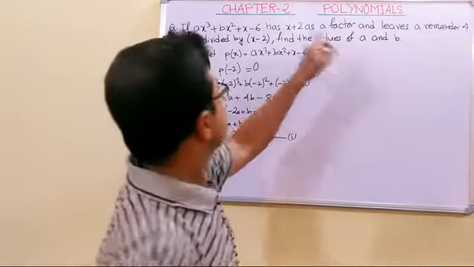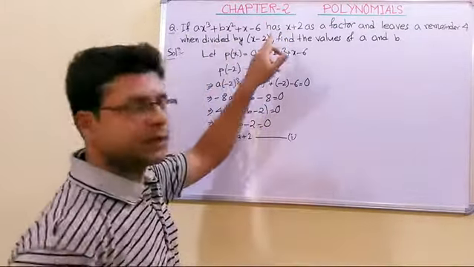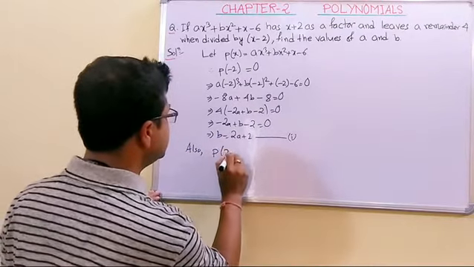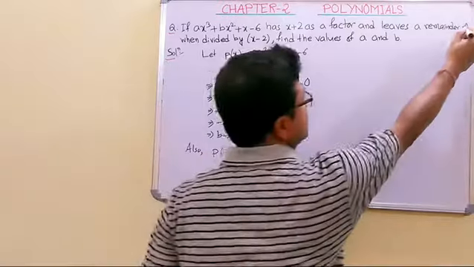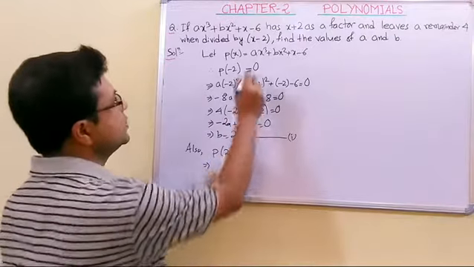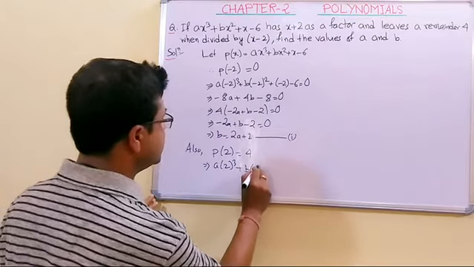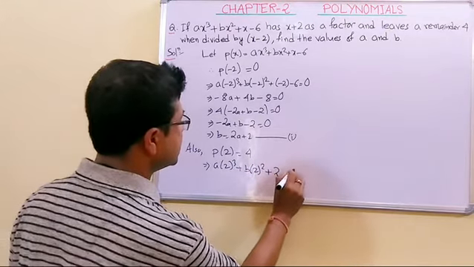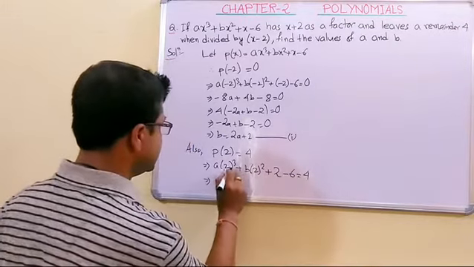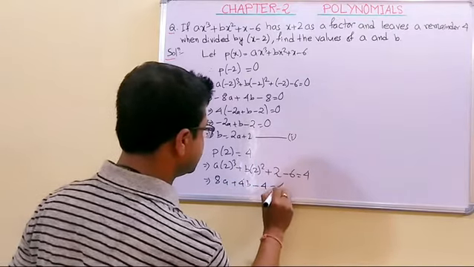Alright, now one more thing is given. This polynomial leaves remainder 4 when divided by x − 2. So P(2) is the remainder. Remainder is how much? It is 4. Now, in place of x, let us put 2 here. So this is a into 2³, b into 2², plus 2 minus 6 equal to the remainder, which is 4. Alright. Now this is 8a, this is 4b, minus 4 plus 4.